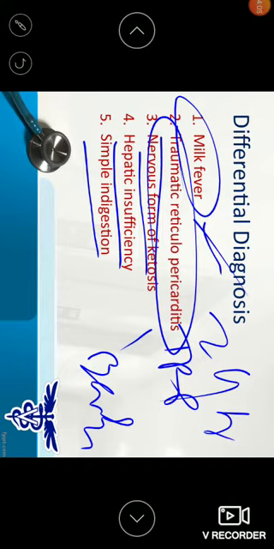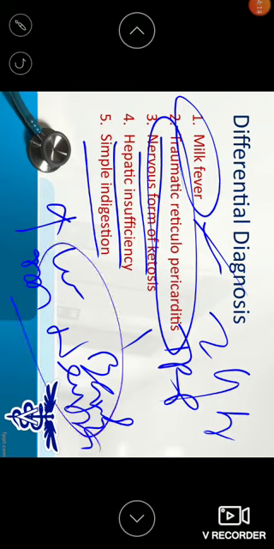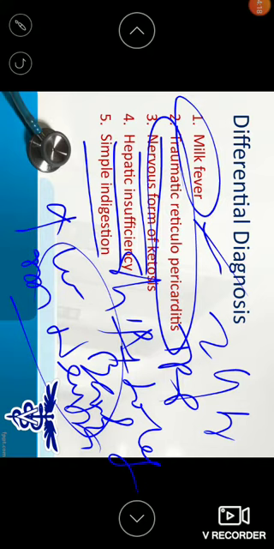In TRP you also find an increased level of immature neutrophils, that is a shift to left condition. For the nervous form of ketosis, you also have to ascertain the history of calving and parturition. There are two forms of ketosis. In another lecture we are going to discuss the digestive form, the nervous form, hepatic insufficiency, and simple indigestion.